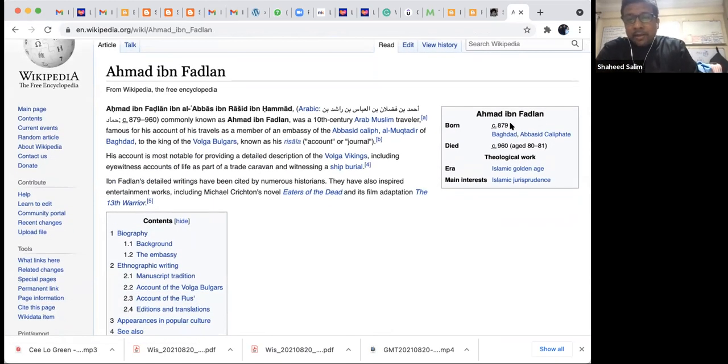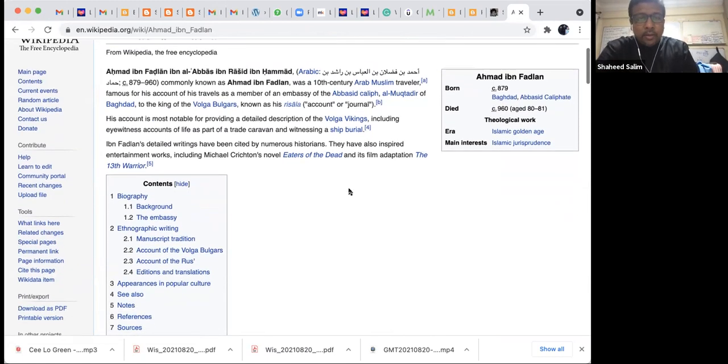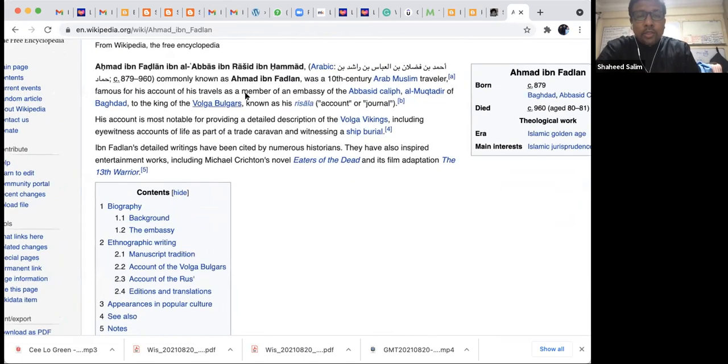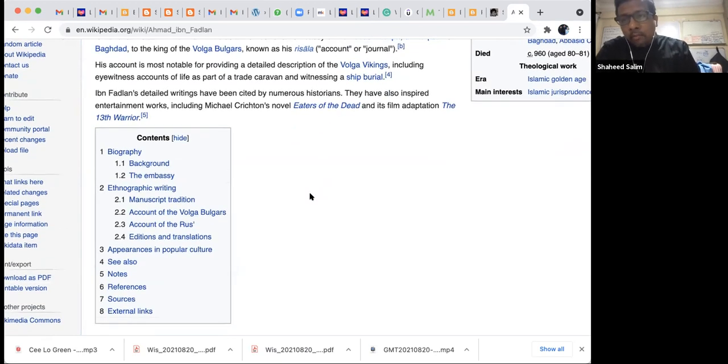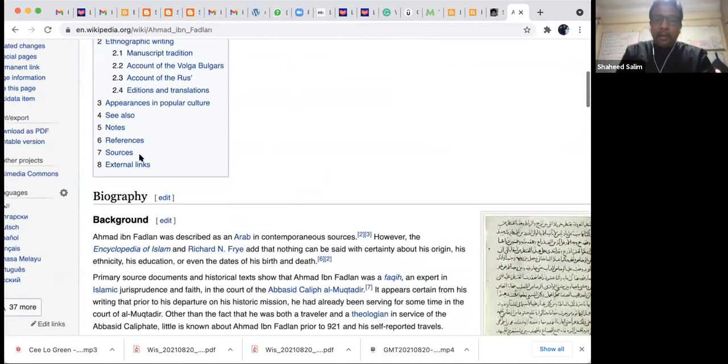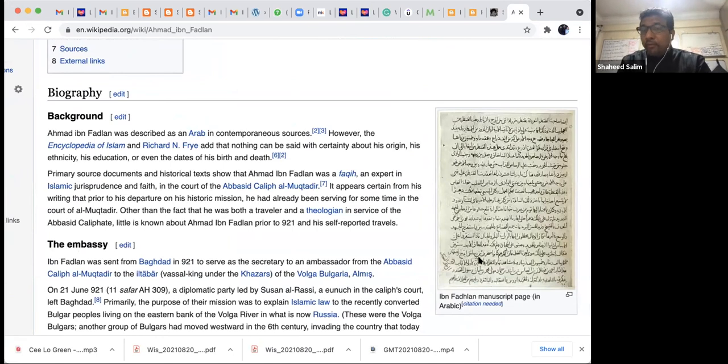He lived in 879. He died at the age of 80 or so. And he went to this place, Volga. He went to the king of the Bulgars. And his account is most notable for providing a detailed description of the Volga Vikings, including eyewitness accounts of life of a trade caravan and a ship burial. Now, they even made a Hollywood movie where Antonio Banderas acted as him in The 13th Warrior. If you want to watch, but that one is partly fiction. But this is his record of Ibn Fadlan.